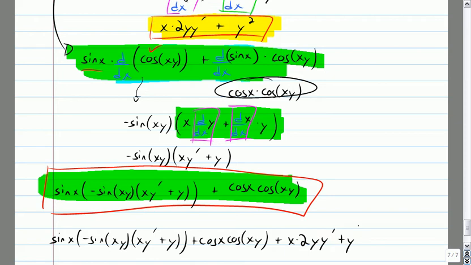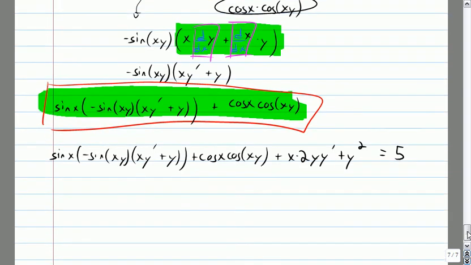Plus y squared, and that equals 5. This one's kind of tricky. They're usually not so bad here. I mean, once you do all the derivatives, gathering everything with y prime isn't so bad, but here you still have some work to do, and the work goes into this piece. Okay, you're going to have to distribute this in here. Then once you do that, you're going to want to distribute this into those two new terms.